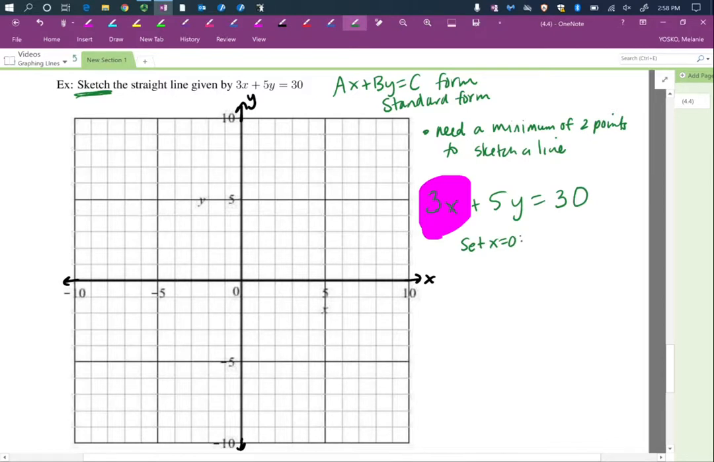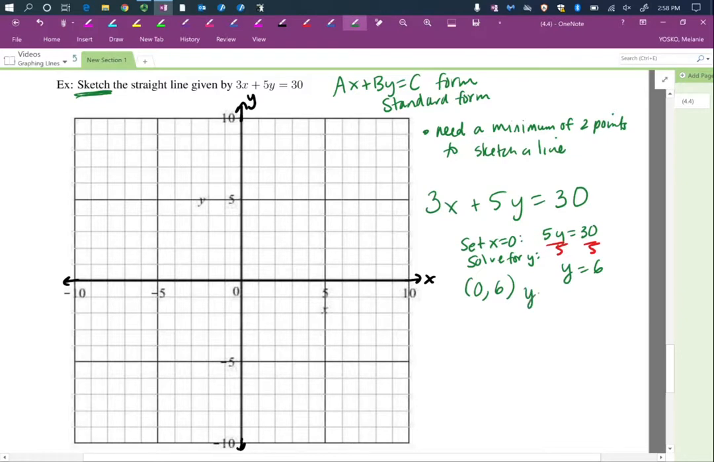Pretend it's not there. So we end up with the equation 5y equals 30. We're going to solve this for y. To solve for y, we divide both sides by 5. So we get y equals 6. That means when x was 0, y is 6. Well, when x is 0, isn't that a y-intercept?